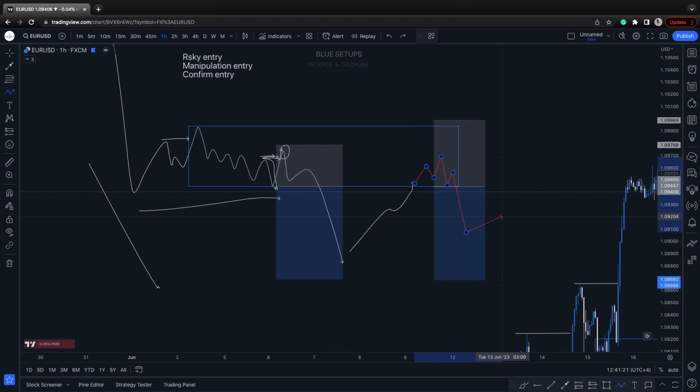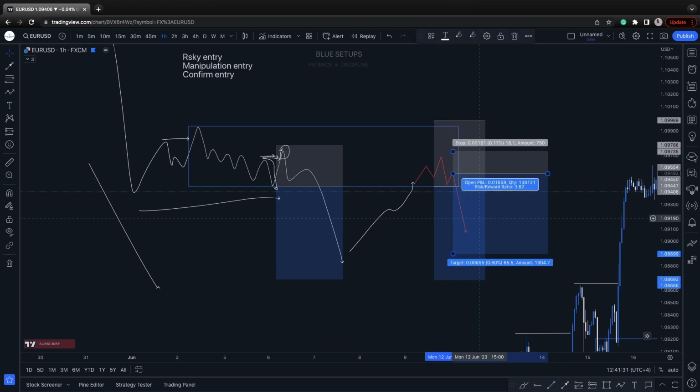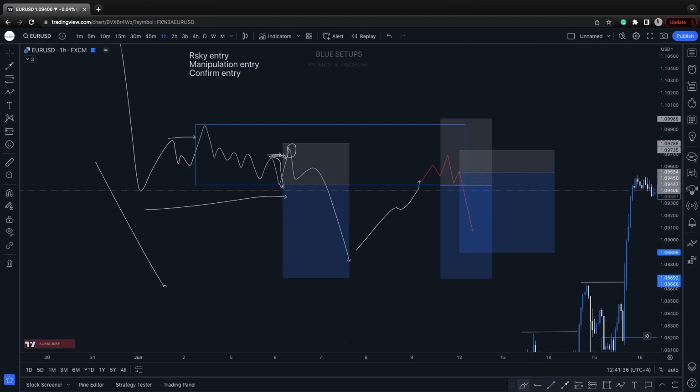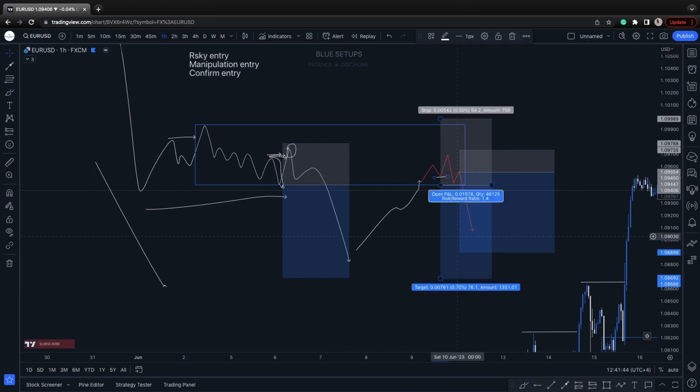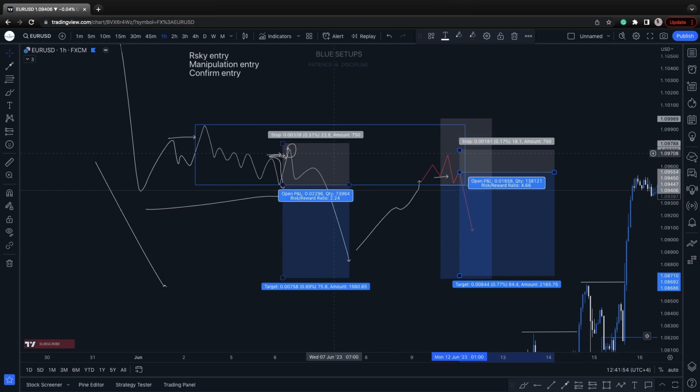So most often you will see me getting entries like this. I'll get an entry right here, and then my stop loss will just be above this high. And because of this break right here, as you can clearly see, the risk to reward is very nice, right? We've gotten 1:4 for this risk entry. For the manipulated entry, we've gotten 1:24, and for the confirmed entry, we've gotten 1:46.